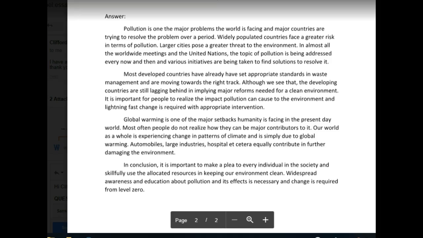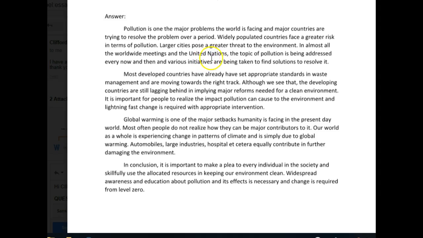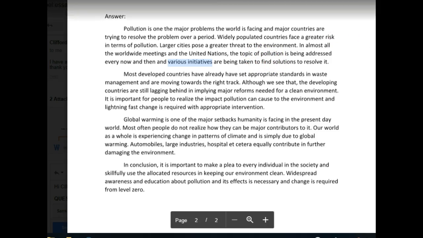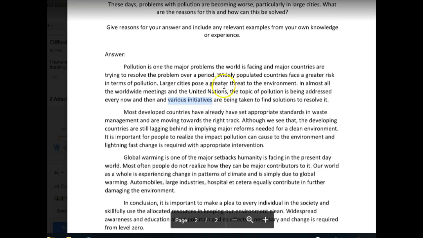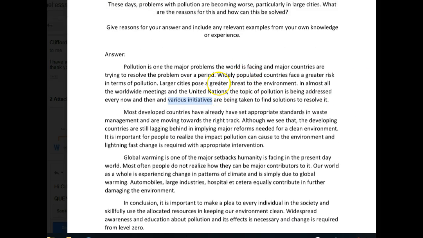In almost all of the worldwide meetings and the United Nations, the topic of pollution is being addressed every now and then, and various initiatives are being taken to find. All right, so here's what I want from you. Let's look at the question again. It's basically considered one of these two question essays. So what are the reasons for pollution and how can pollution be solved? You spent a lot of time with these sentences here in the middle that were more or less not helping your goal. So let's try to rewrite it together, shall we?